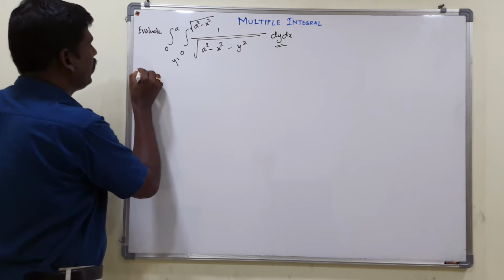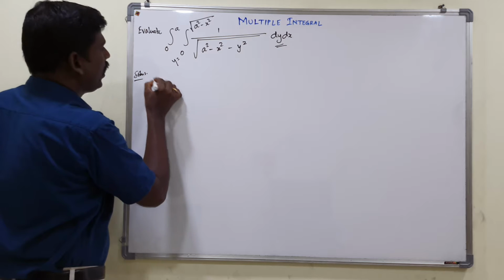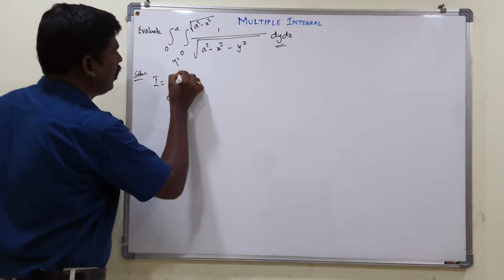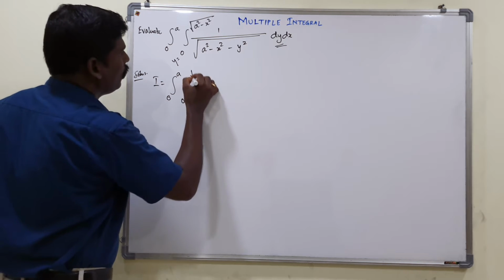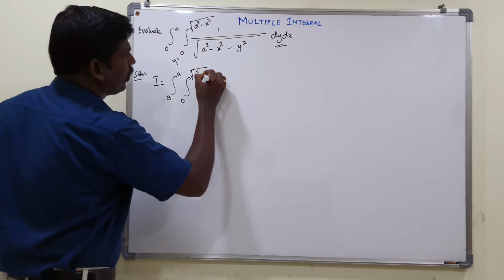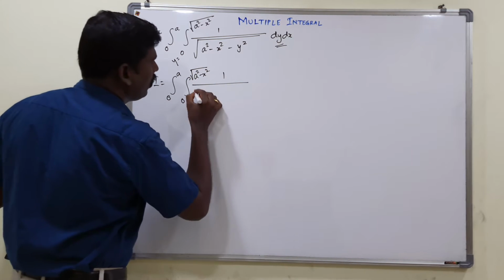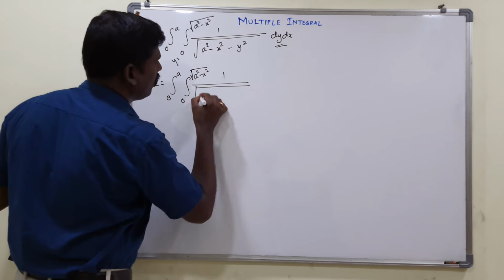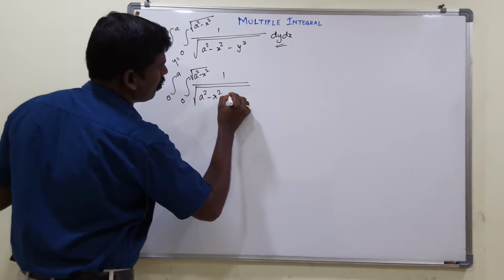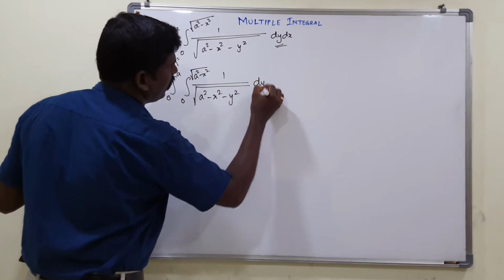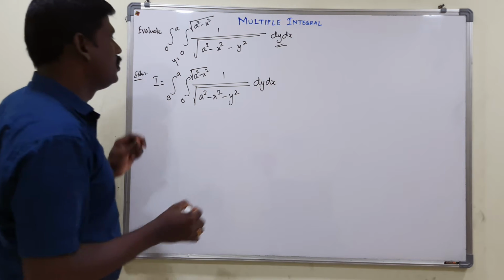So let us take the given integral as I. I is equal to integral 0 to a, and then 0 to root of a square minus x square, into 1 by root of a square minus x square minus y square, into dy dx. This is the given integral.